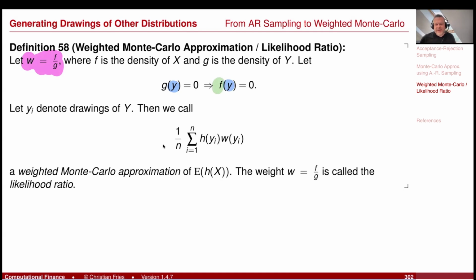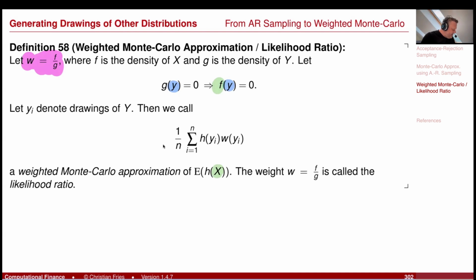So what does this mean? This means that if the point is impossible as an outcome in the g density, then it should be impossible in the f density. Clearly you would like to approximate your expectation h applied to x. So you sample actually points of x, but now you use this weighted Monte Carlo by sampling y. And if there are certain regions that are impossible in the y sequence, they should be impossible in the x sequence, because otherwise you are missing a certain part.